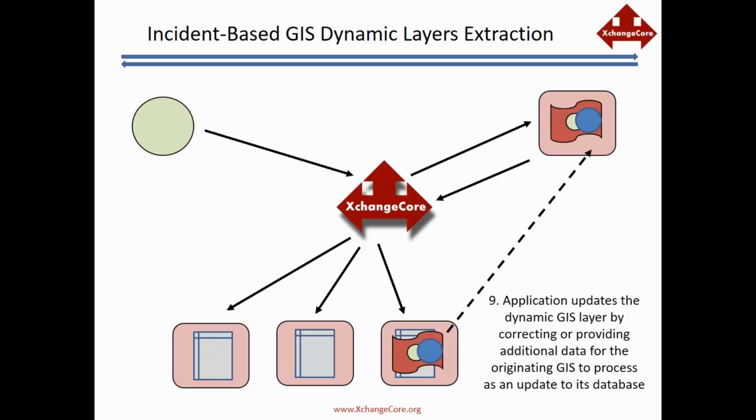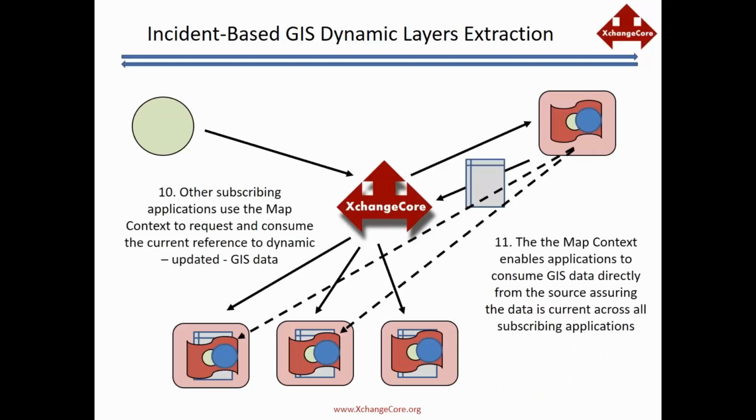That takes us to having new information. Now, what happens with that new information? Well, other subscribing applications use that same map context document that we all got earlier to request and consume that same information, the updated dynamic GIS data.